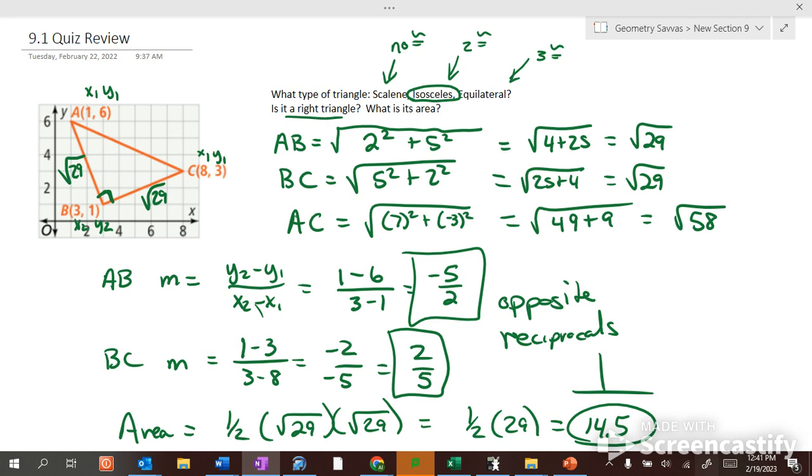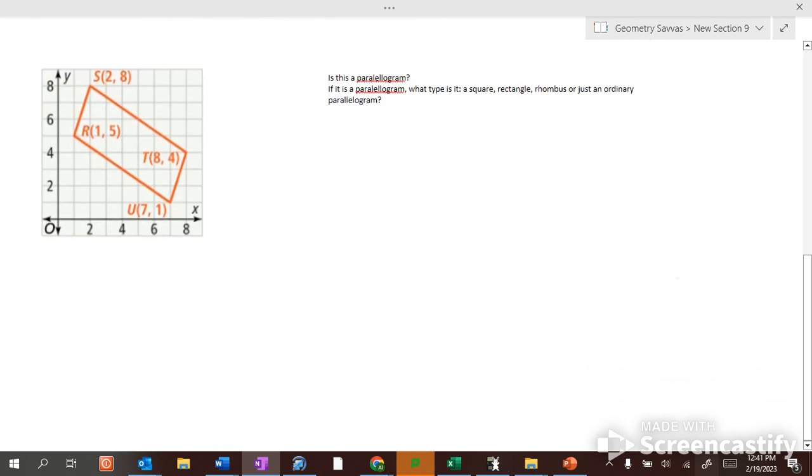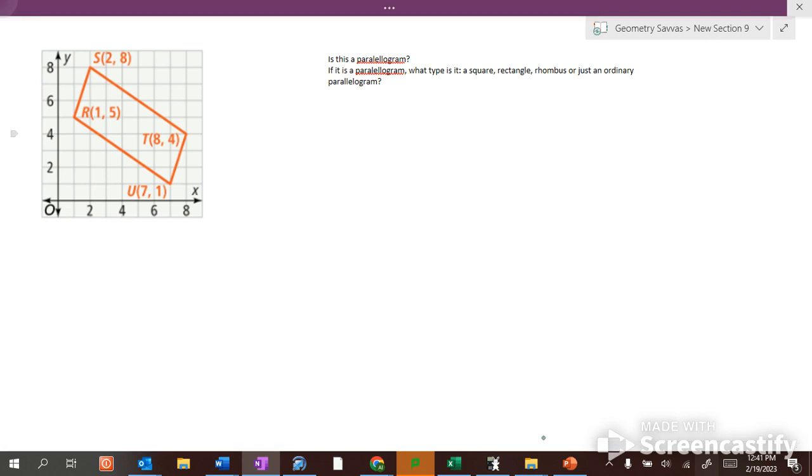Okay? So the first couple problems will deal with a triangle like that, where you have to figure out the distance of each side to figure out what type of triangle it is, and if it's a right triangle or not, and what the area is. The next couple problems deal with figuring out whether it's a parallelogram and what type of parallelogram it is. Well, to figure out if it's a parallelogram, we've got to figure out if the sides are parallel.